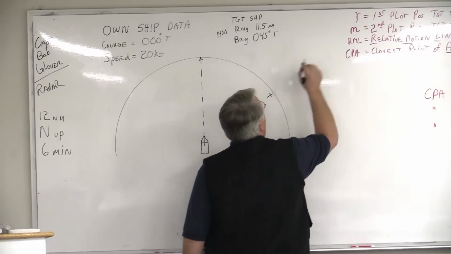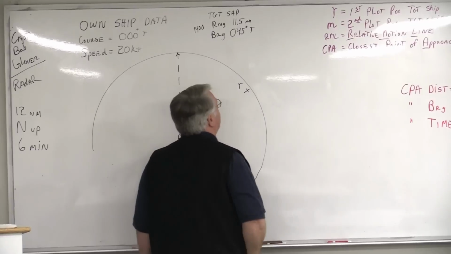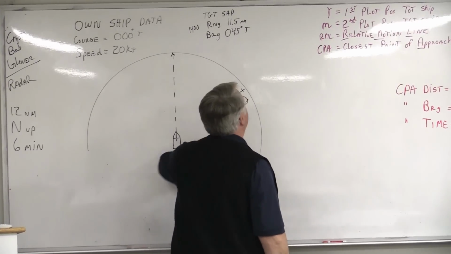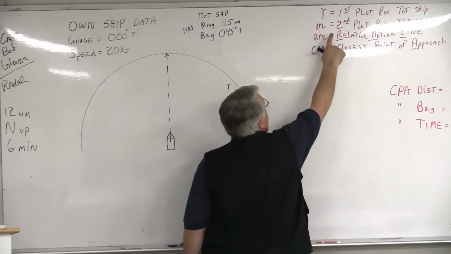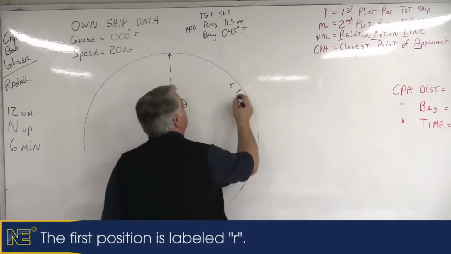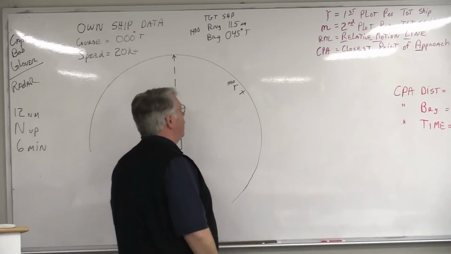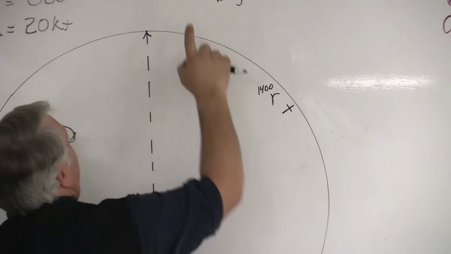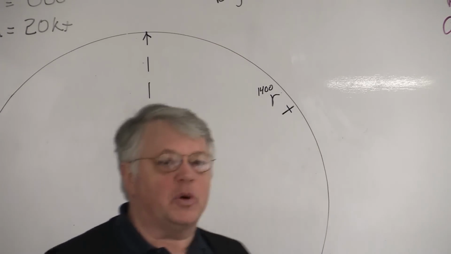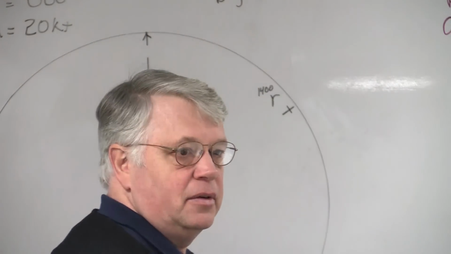Now we're going to follow the labeling we wrote up here on the board. So the first label is R. That's because it's the first plotted position of the target ship, and that's going to be at 1400 hours. Okay? Now we're going to wait 6 minutes because we're doing a 6-minute plot.